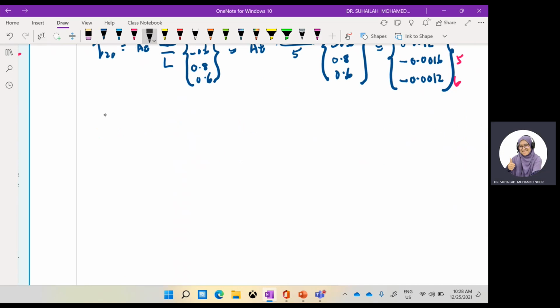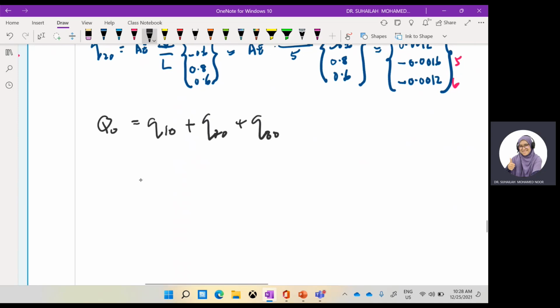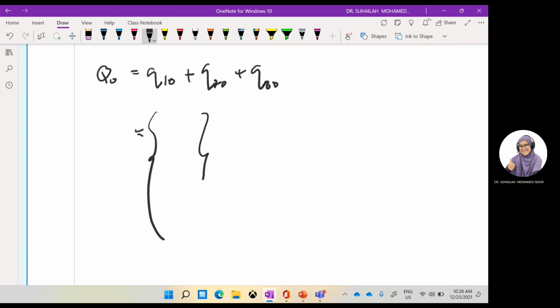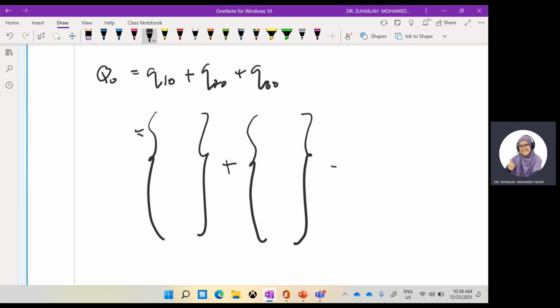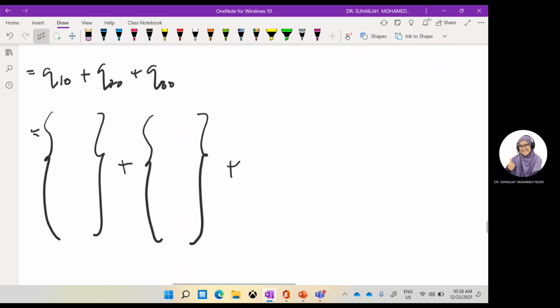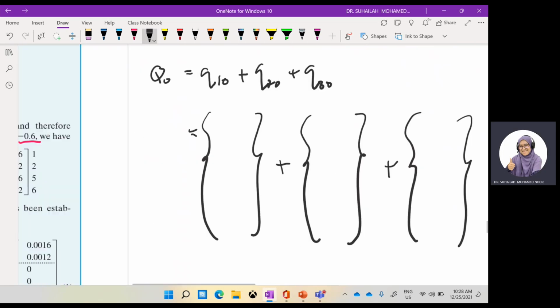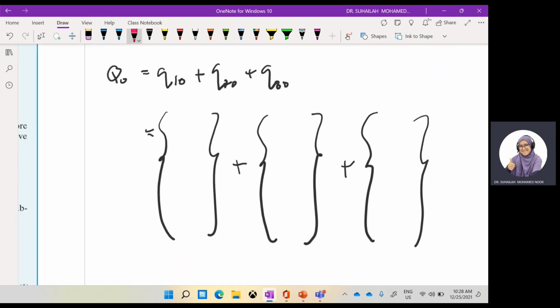Okay, so we have Q equivalent, where we know that Q naught is equivalent to Q1 plus Q2 plus Q3. Naught is labeled for equivalent nodal forces. So what we get is like this. We have 8, right? All is 8 plus another 8 value plus, actually you can total it directly. Don't need to do this. This is just to show you step by step.